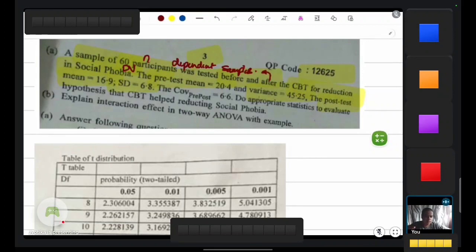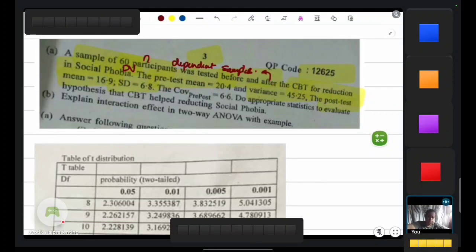Which is 1, which is 2? Tell me. First you decide. Take a minute, think and tell me. Post we subtract from pre, or pre we subtract from post? Pre we subtract from post. So which becomes 1? Yes.